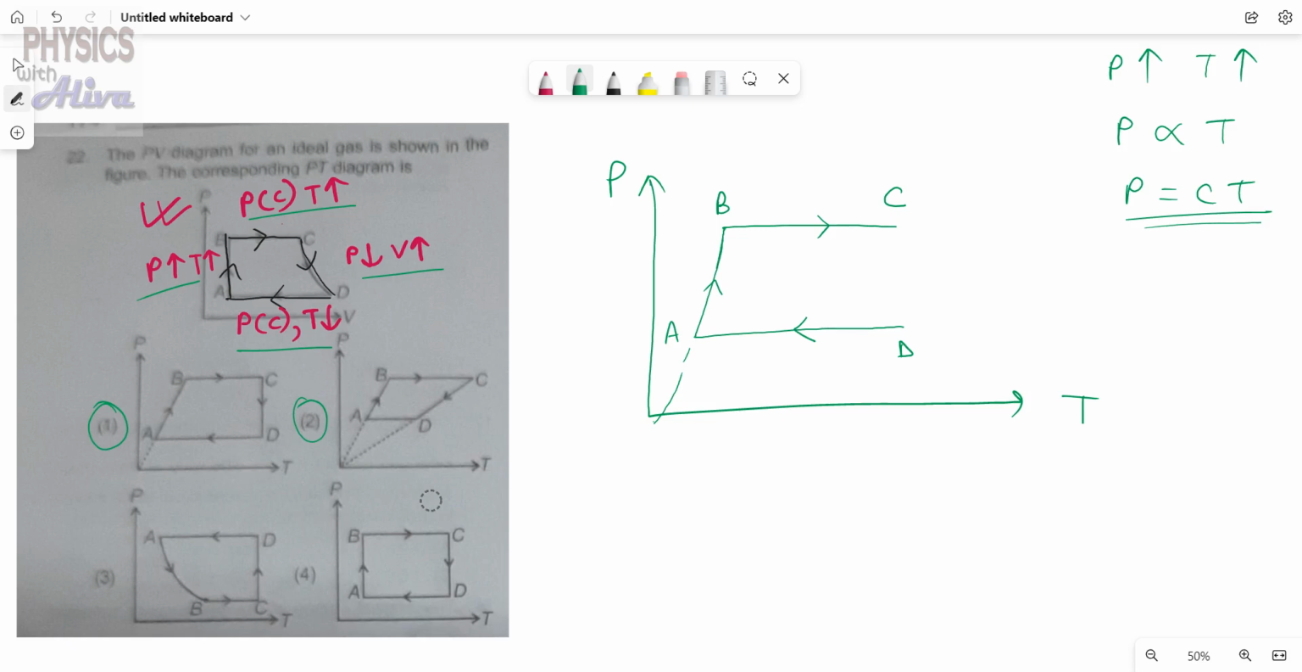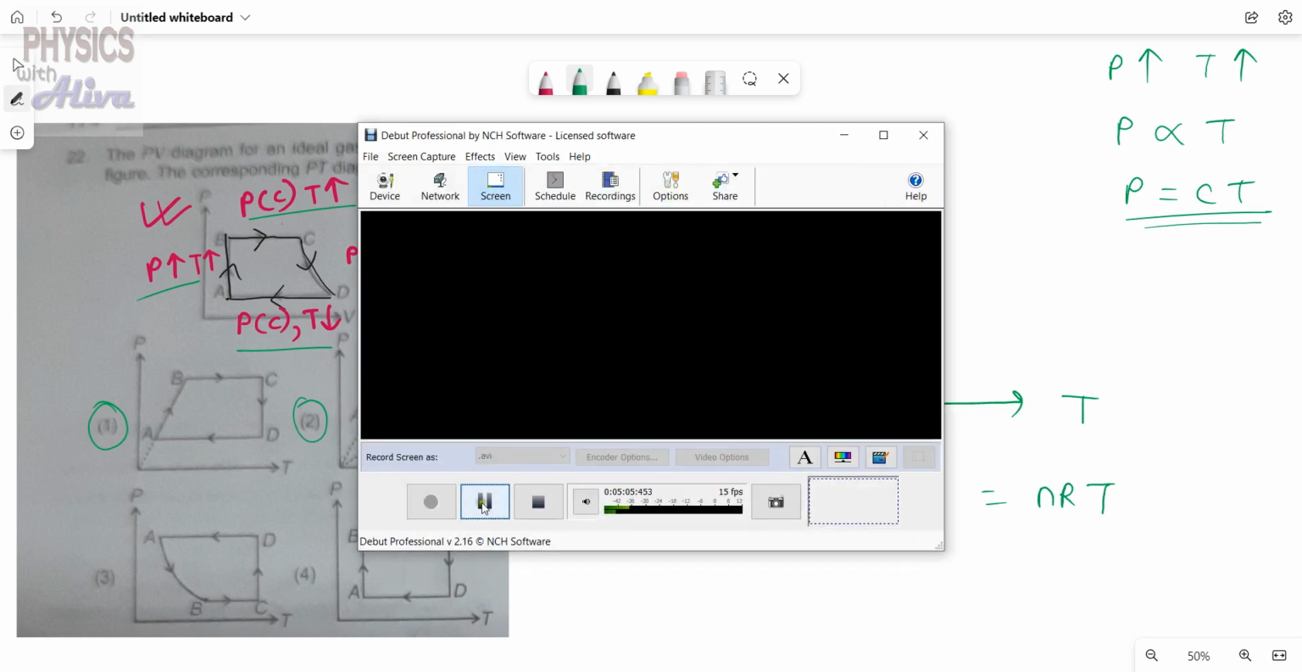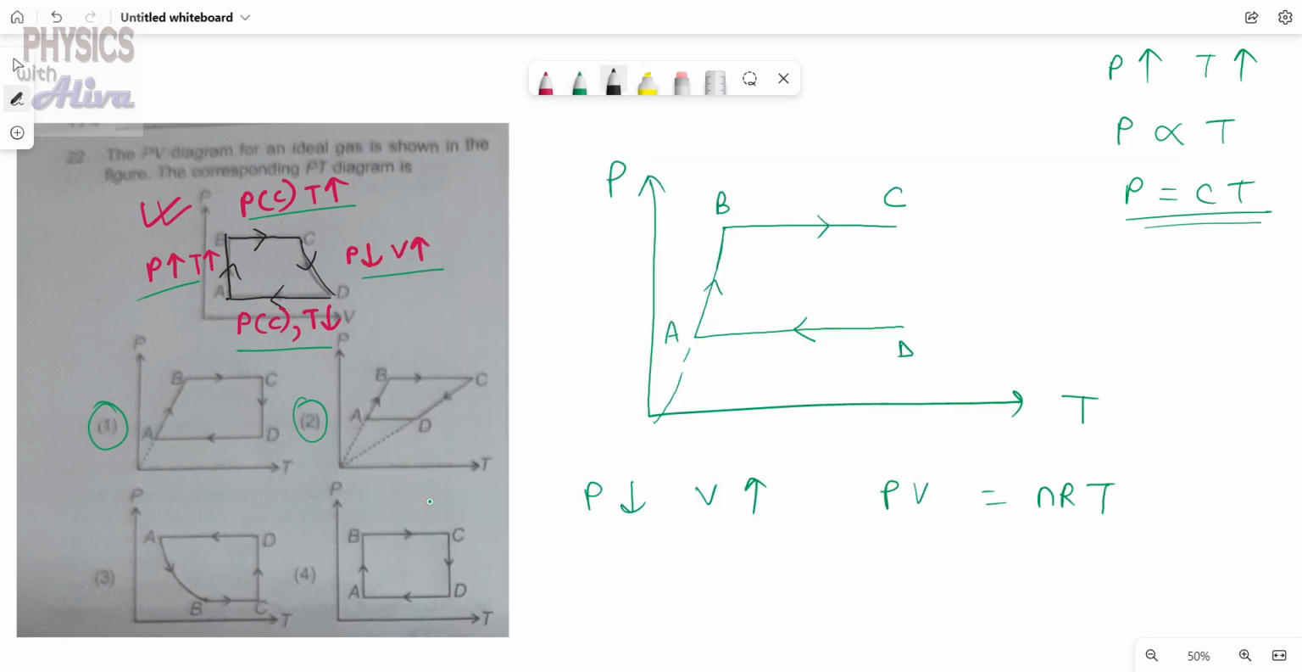So now we will see this CD. P decreases and volume increases. So PV is equals to nRT. From this we can write P is inversely proportional to V. So PV is equals to constant. That means it is a hyperbola. We can see this is a hyperbola, right?